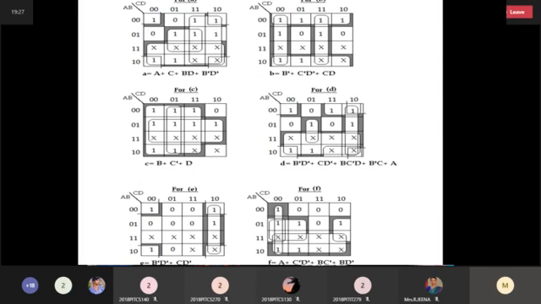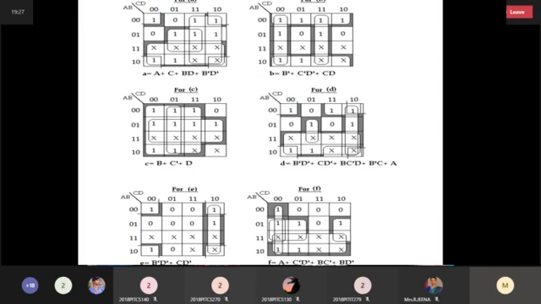Next, C means this is one group and this is one group. Any other group? This is one group. So your answer will be B plus C bar D. Next, here, this is one group. All diagonals are one group. Next, this is a quad group. So your answer is B bar D bar plus C D bar plus B C bar D plus B bar C plus A. Here the diagonals are one group and this is one group.